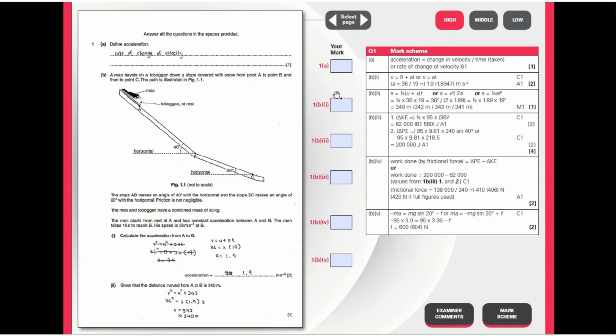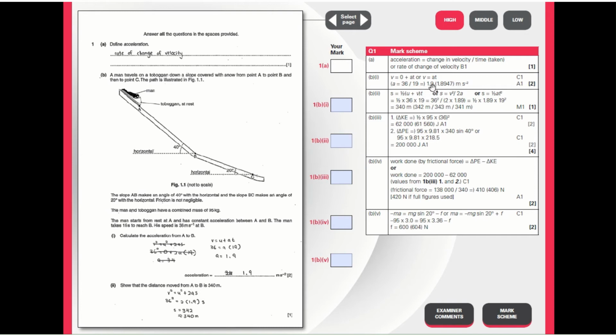Here's a good old question. What I want you to do is try and figure out how to grade yourself based on this mark scheme and type in your marks here in these boxes for each question. Okay, so the first part, acceleration is rate of change of velocity. If you got this or that, you should get a B1 mark, so give yourself a check mark on your working.